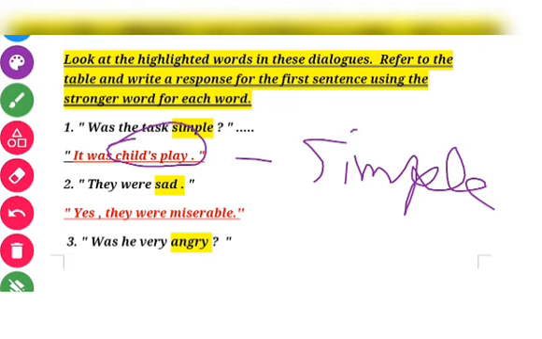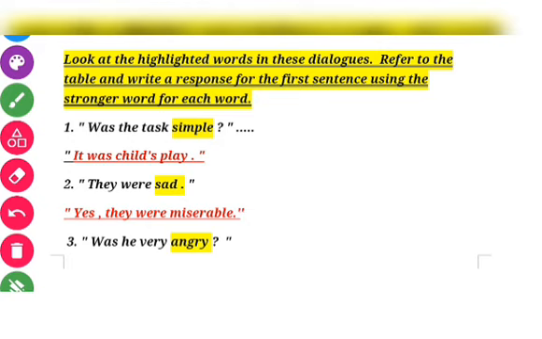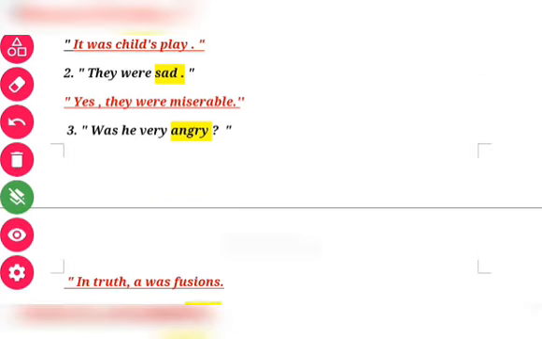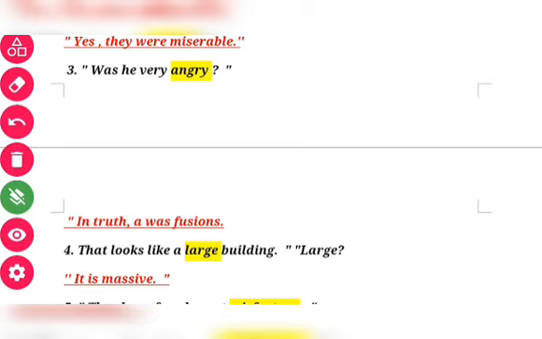Now dear students, the second sentence is they were sad. As I told, the word for sad was miserable. So the answer will be yes, they were miserable. Sad is not a strong word, but miserable is a stronger word than that. Clear? Now third, was he very angry? In truth, he was furious. Furious is the strong word for angry.